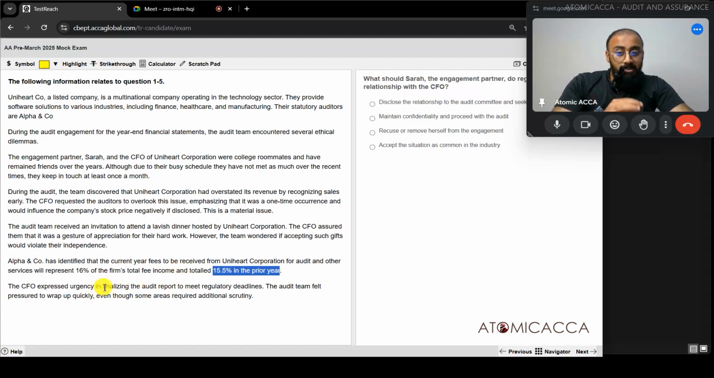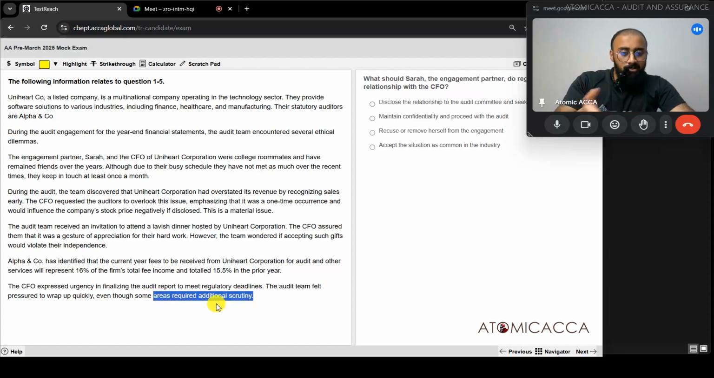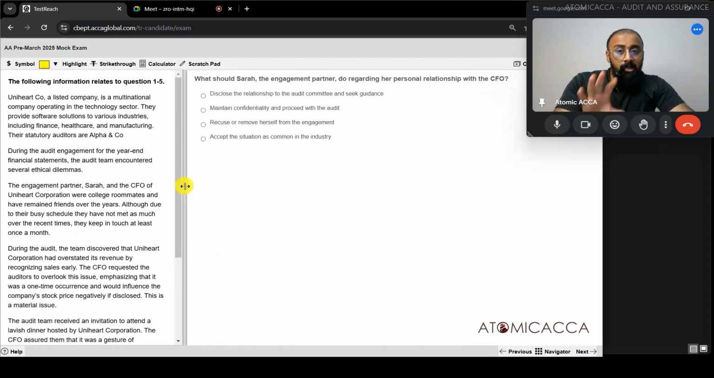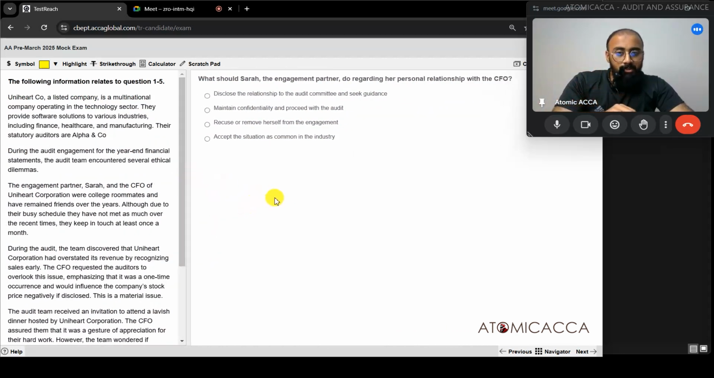The CFO expressed urgency in finalizing the audit report to meet regulatory deadlines. So they are trying to pressurize, that is an intimidation threat. So the CFO is urging them. Then the audit team felt pressured to wrap up quickly, even though some areas required additional scrutiny. Scrutiny means they need to find more evidence on those areas. Now, we understood what is there in the case study, what situations are there. Now let's start reading each question one by one.